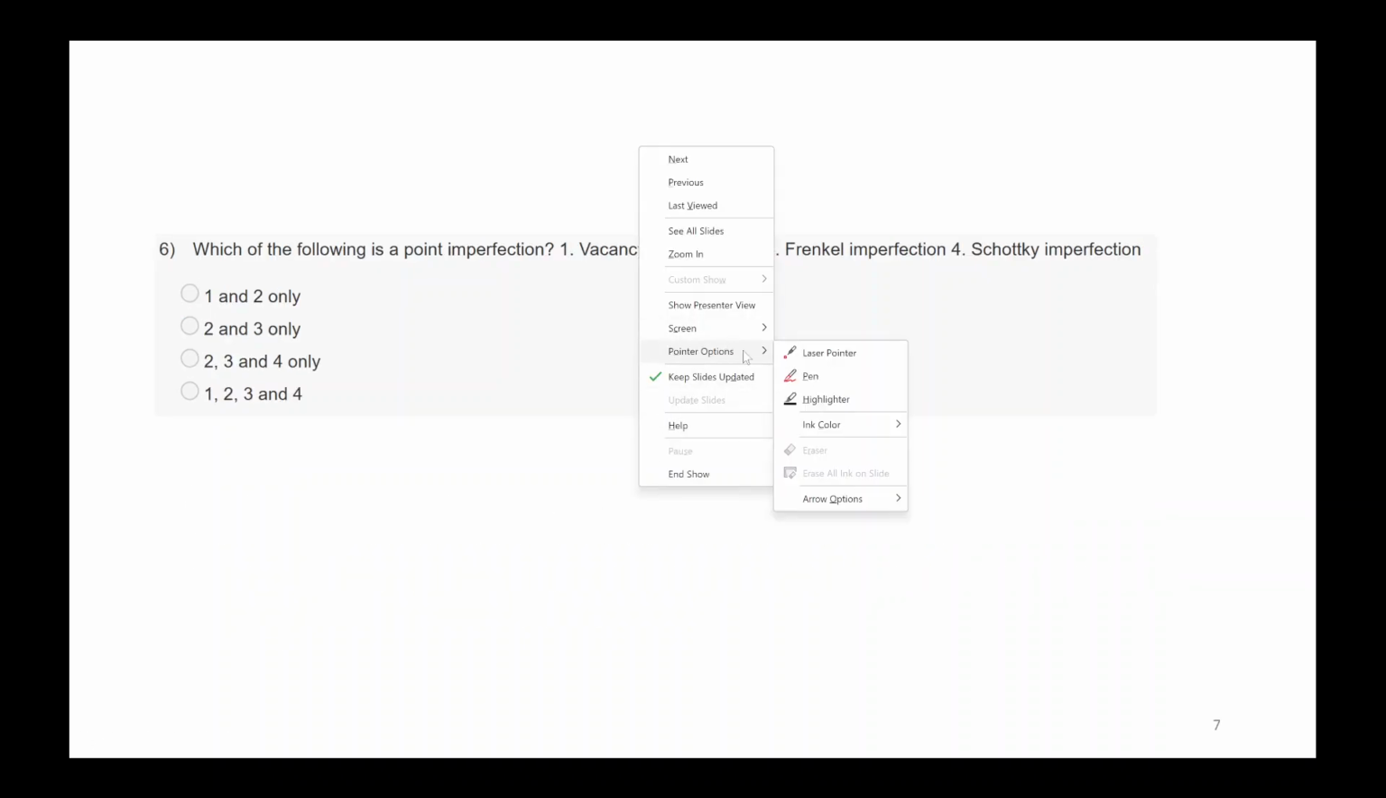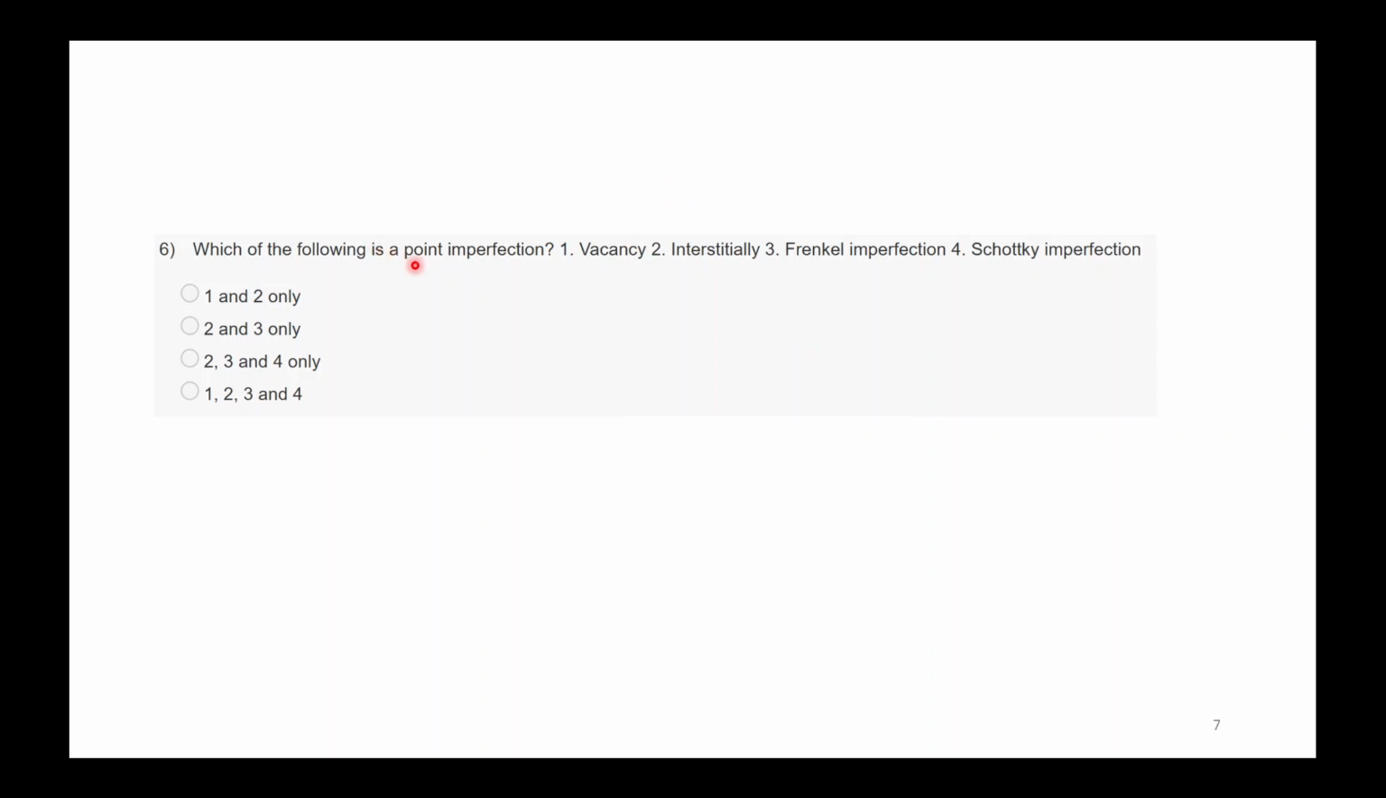Sixth question. Now, which of the following is a point imperfection? First is vacancy, second is interstitial C, third is Frenkel imperfection, fourth is Schottky imperfection. And your options are 1 and 2, 2 and 3, 2, 3, 4, or all of these.